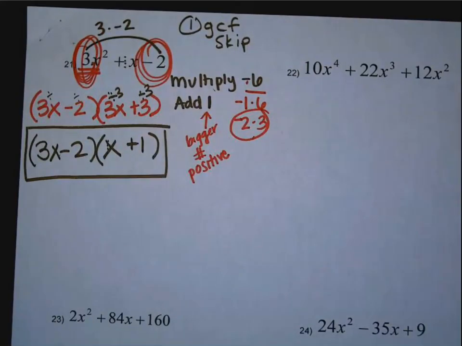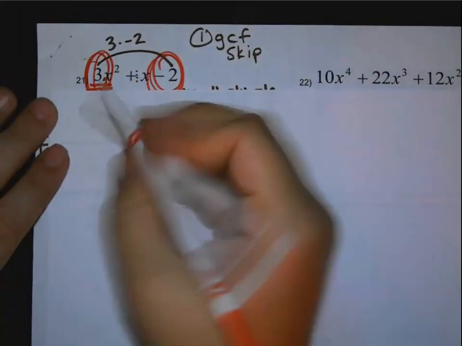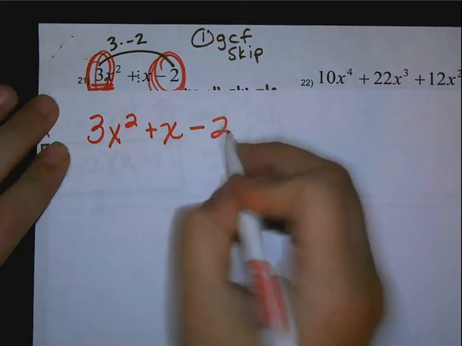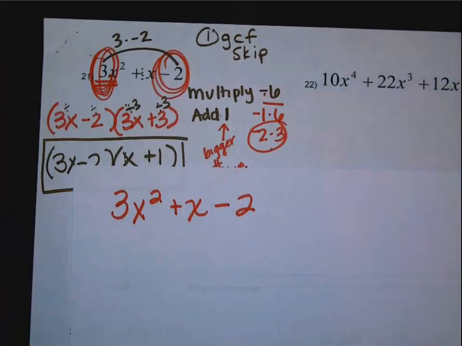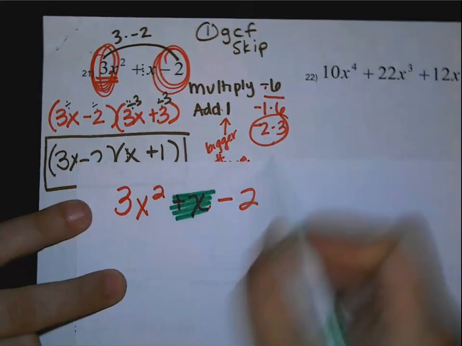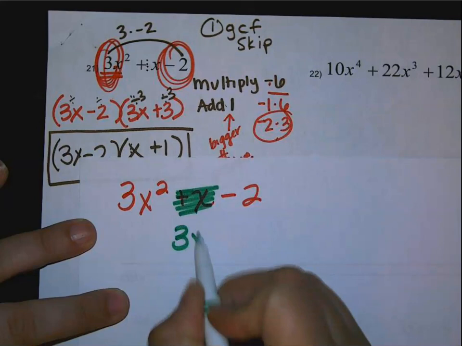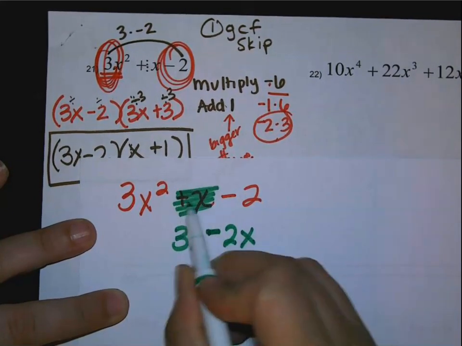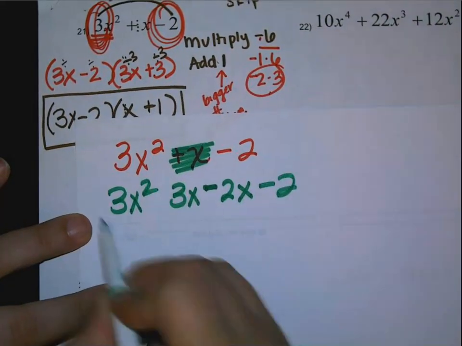And I'm going to show one more just to make sure it's clear. The other way that you could do this problem is by changing it into 4 terms. So once you find these two numbers, you're going to take out the middle term and replace it with your -2 and 3. It doesn't matter which one. I want to put the 3 first and the -2x. So 3x minus 2x is 1x. And then I can do this by grouping.